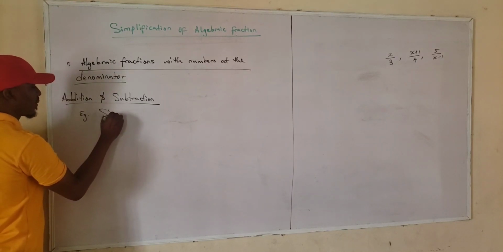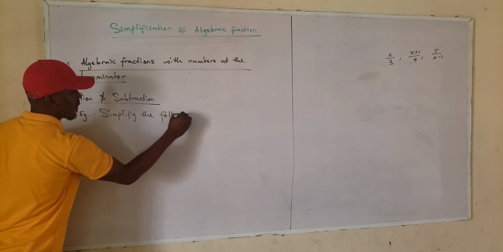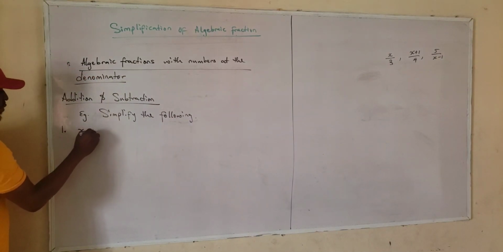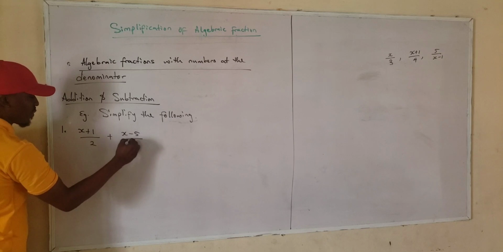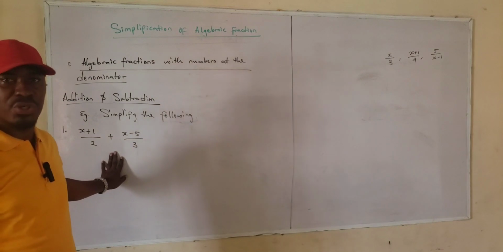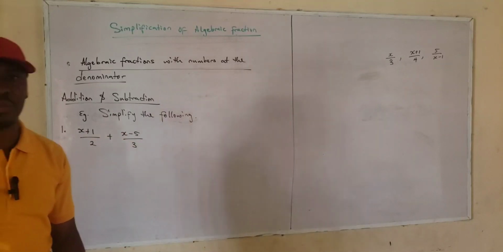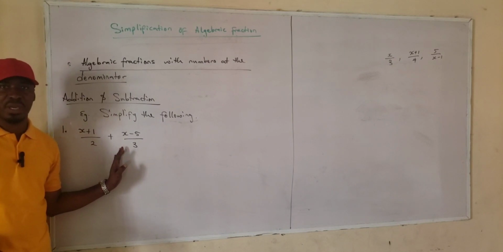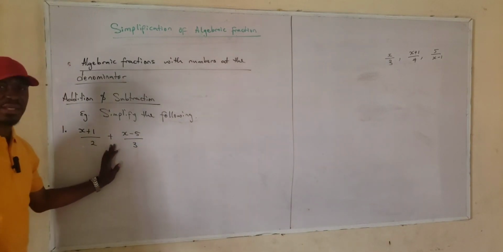Simplify the following. Number one, let's have x plus 1 over 2 plus x minus 5 over 3. If I have a problem of this nature, what am I going to do? It is very simple. The same way you solve your fraction is the same way we are going to solve this kind of fraction.